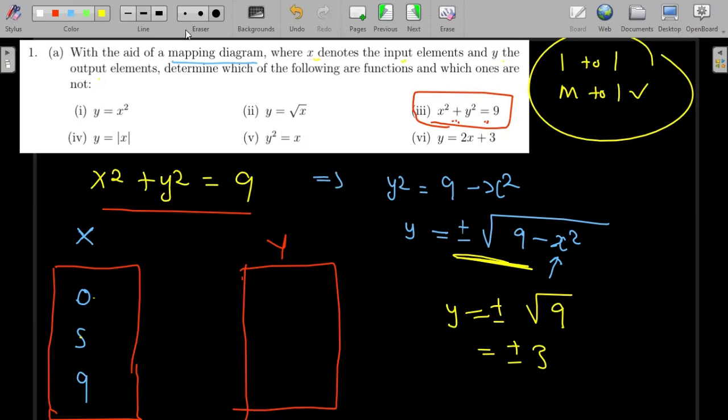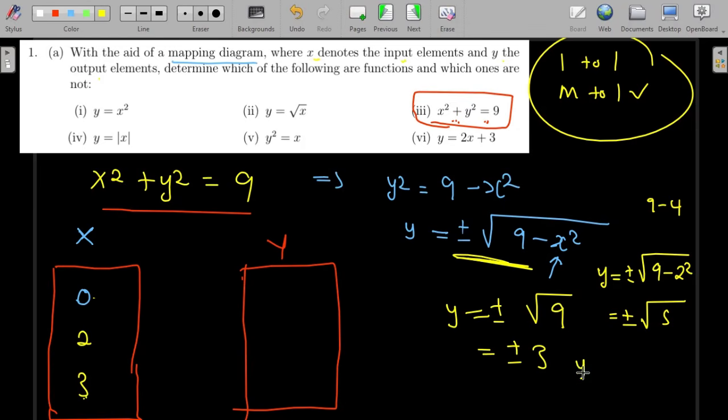Here I should have picked 2 and not 5, because 5 will cause problems. So I should have picked 2 here, and on the other one, I should have picked 3. I didn't see the square there. So if my x is 2, then y is equal to plus or minus the root of 9 minus 2 squared. This will be plus or minus root of 9 minus 4, so 9 minus 4 is just 5. It means if my x is 2, my y can either be plus root 5 or minus root 5.